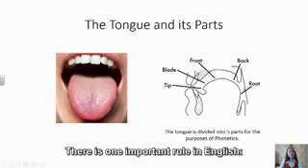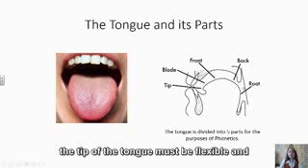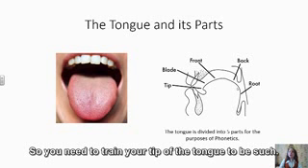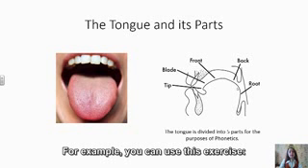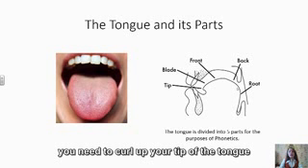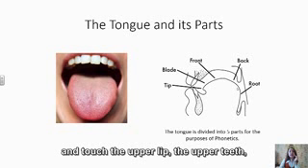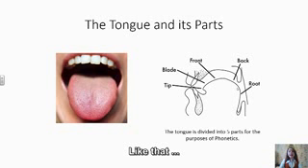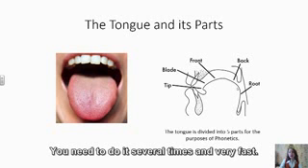There is one important rule in English. The tip of the tongue must be flexible and mobile. So you need to train your tip of the tongue to be such. For example, you can use this exercise. You need to curl up your tip of the tongue and touch the upper lip, the upper teeth, and then the alveolar ridge. Like that. You need to do it several times and very fast.